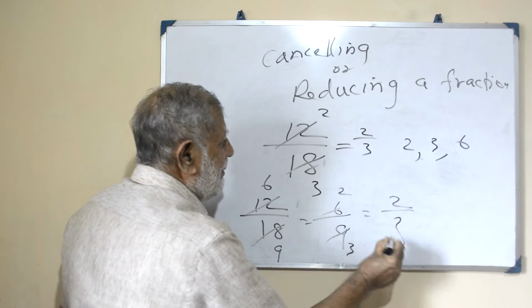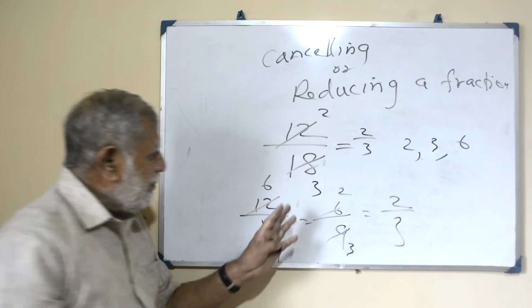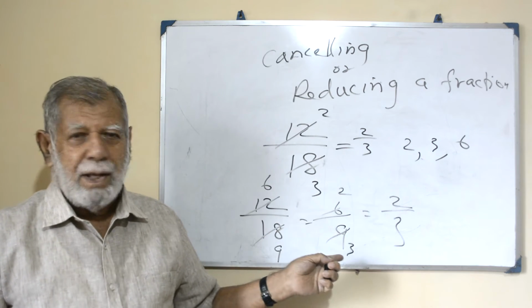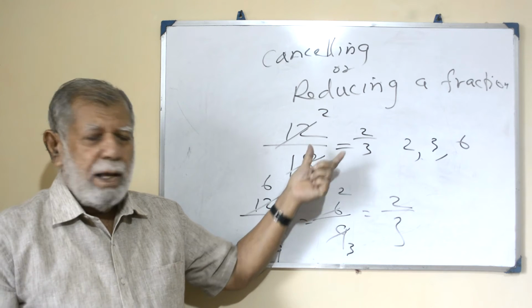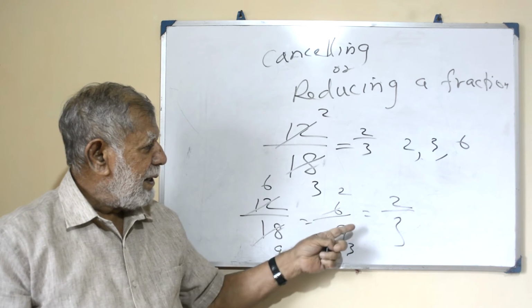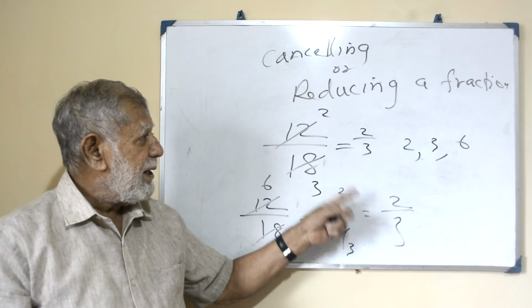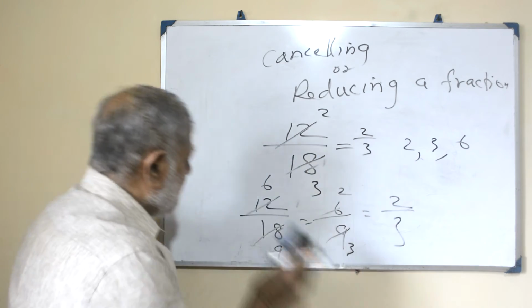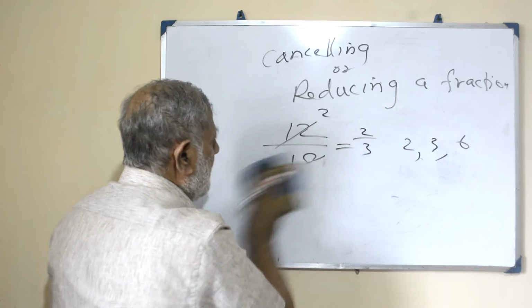So the final answer we get is 2 upon 3. So both methods are correct, but here we take a longer time. Here in one shot we can get the answer. Here we go on cancelling and it takes more time. So it is better for you to always cancel with the biggest number. Okay children, that is understood.